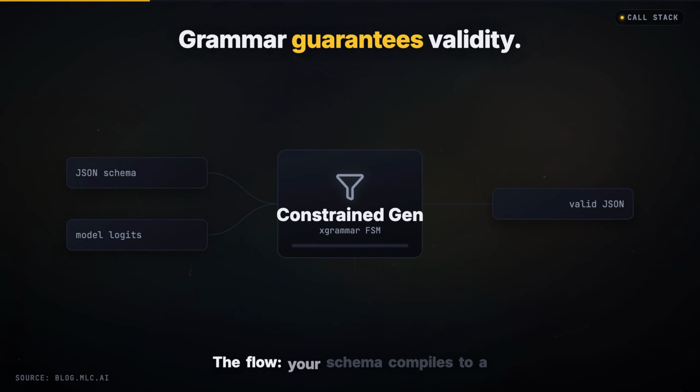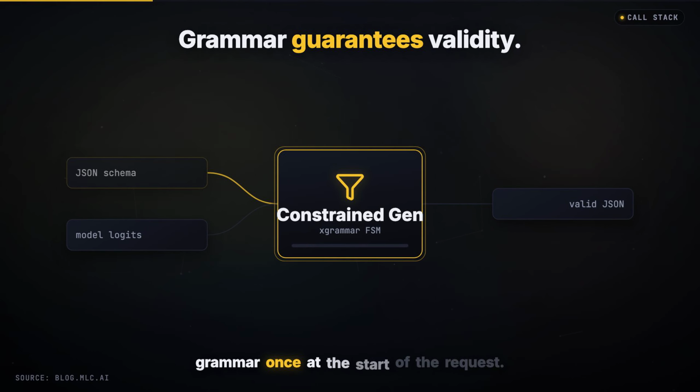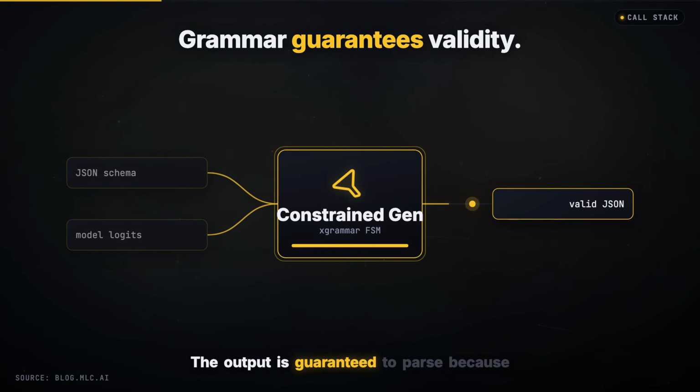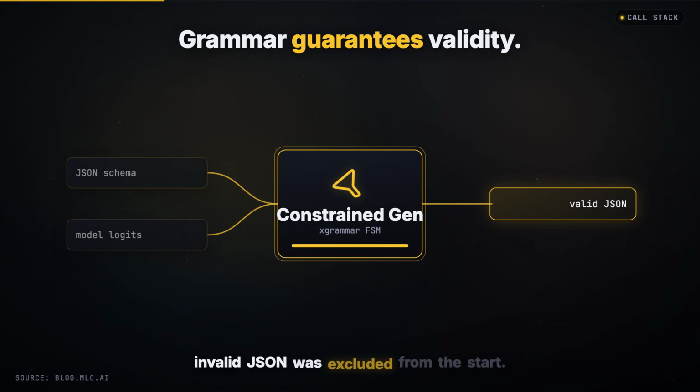The flow? Your schema compiles to a grammar once at the start of the request. Every token generation consults that grammar and masks illegal tokens. The output is guaranteed to parse because invalid JSON was excluded from the start.